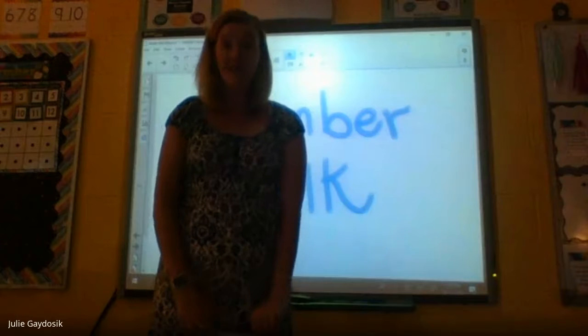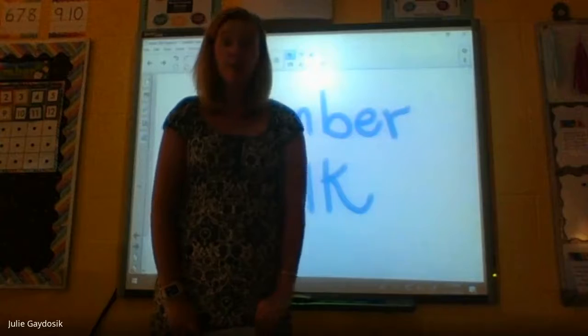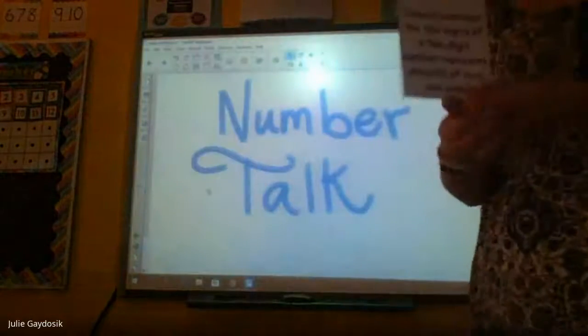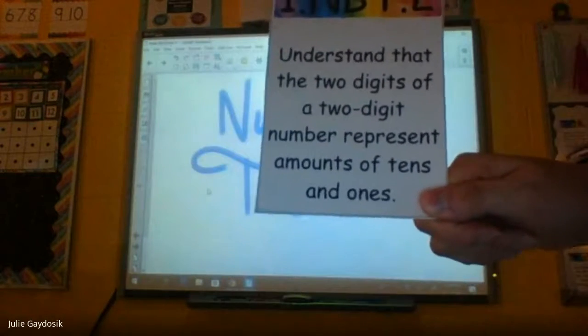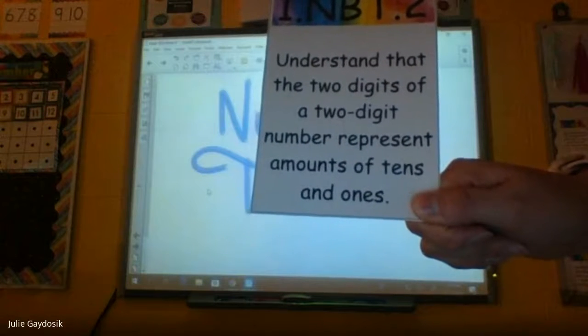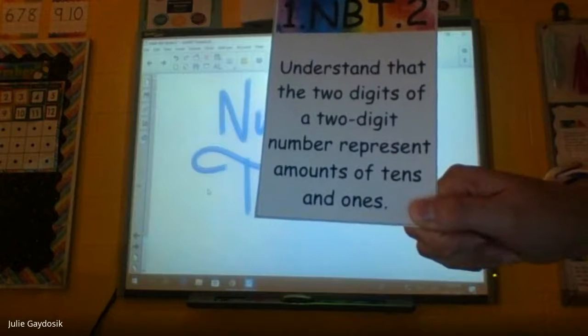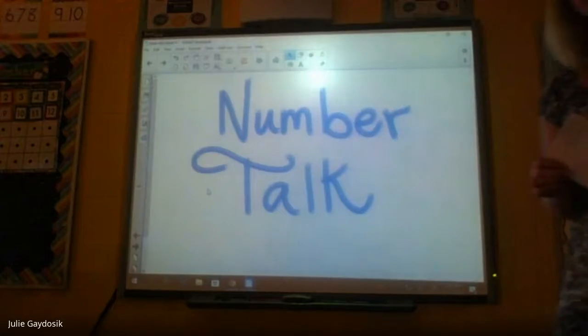For today's math lesson, we're actually going to be reviewing previously taught concepts. So what we're going to be talking about today is place value. So let's go ahead and go over our I can statement. Our I can statement is, I understand that the two digits of a two-digit number represent amounts of tens and ones.